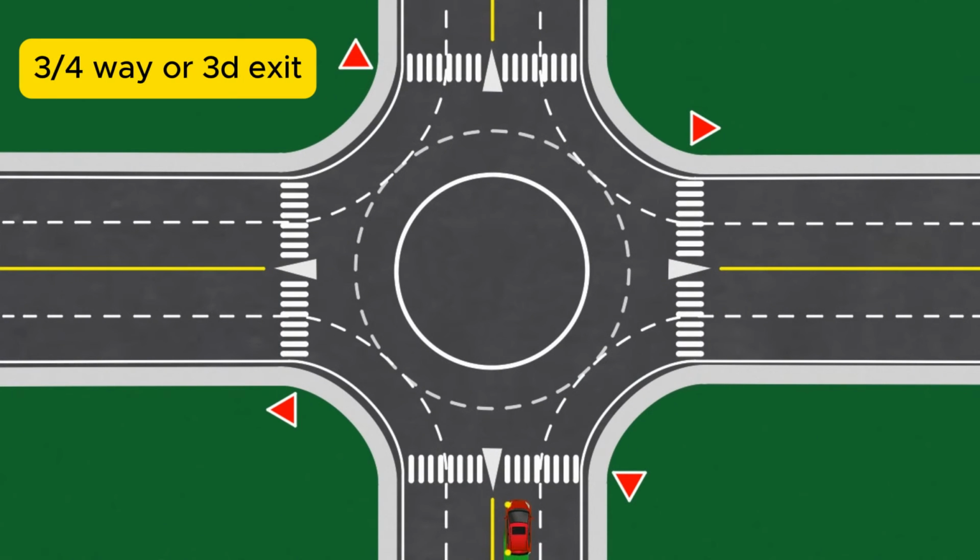For three-quarters of the way around, use the left lane, signal left, yield to pedestrians and traffic in the circle and continue when safe. Exit by signaling right and staying in the same lane.